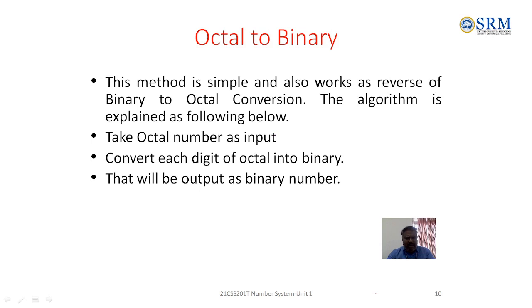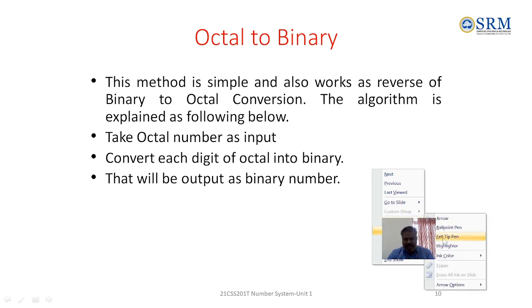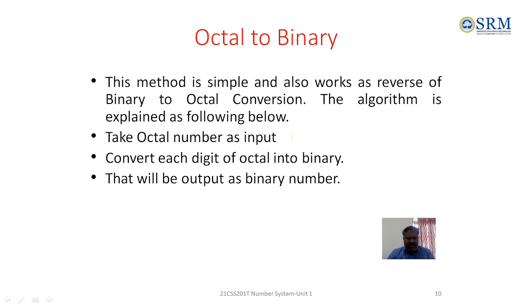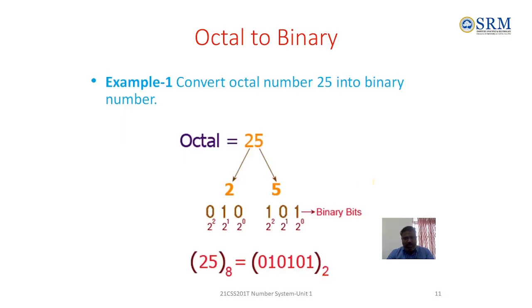So octal to binary, how does it work? This is the algorithm, done in 3 steps. The first step is to take the octal number as input, the second step is to convert each digit of octal to binary, and the third is to get the binary number. So let me go to the first problem. This is 25. This 25 we can take as the input, as two different numbers.